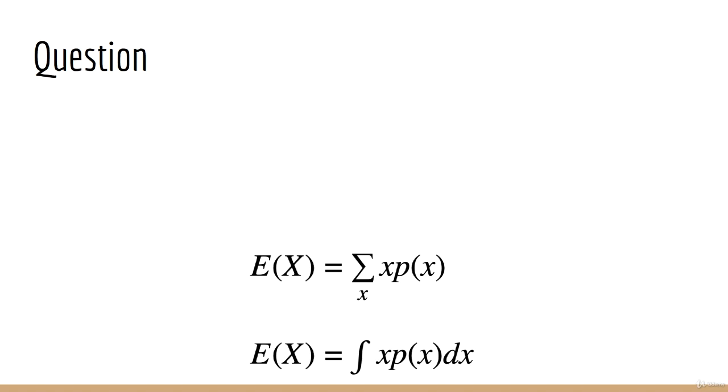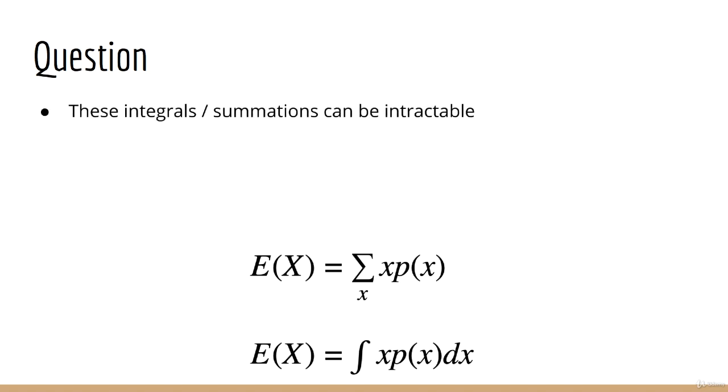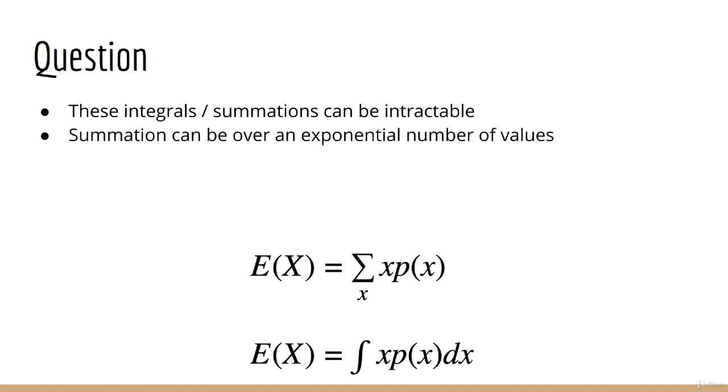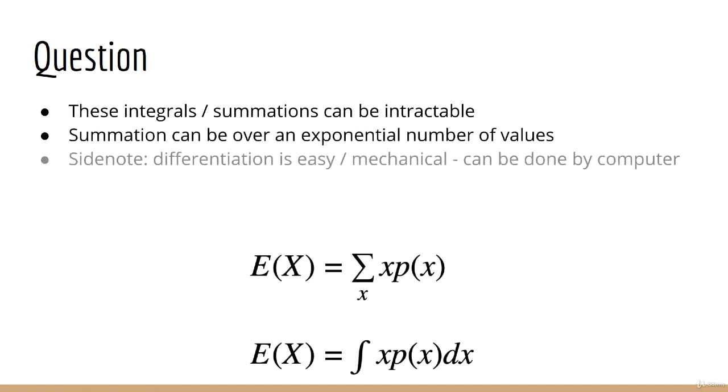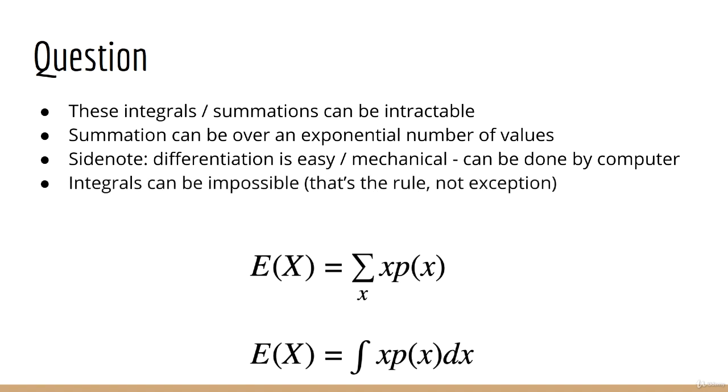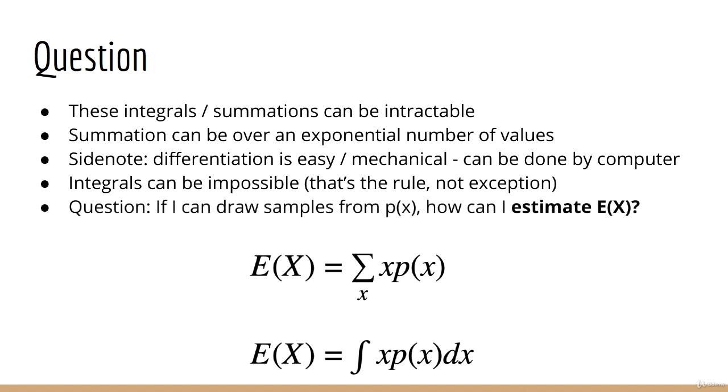The next question is this. We know that integrals and summations over random variables can sometimes be intractable. This is different from taking derivatives, which is completely mechanical and therefore easy. In fact, we now have programming libraries that can do it automatically. Integration, on the other hand, is almost always impossible, and is usually only tractable as an exception. So, given this fact, we typically want to estimate the expected value, instead of doing some integral in order to calculate it. The question is, if I can draw samples from the distribution p of x, how can I estimate the expectation of x?